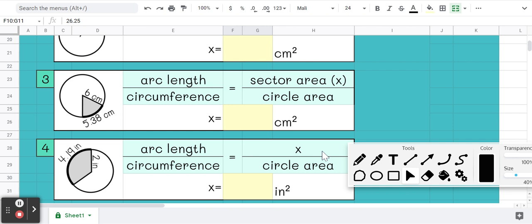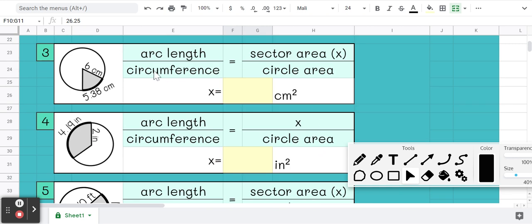All right, I'm going to scroll down and look at number 3. So the arc length, that's the curved line or like the crust. That's 5.38. Circumference, the distance around the circle, is pi times diameter. Halfway across is 6. All the way across is 12. So I'm going to do 3.14 times 12. And I get 37.68.